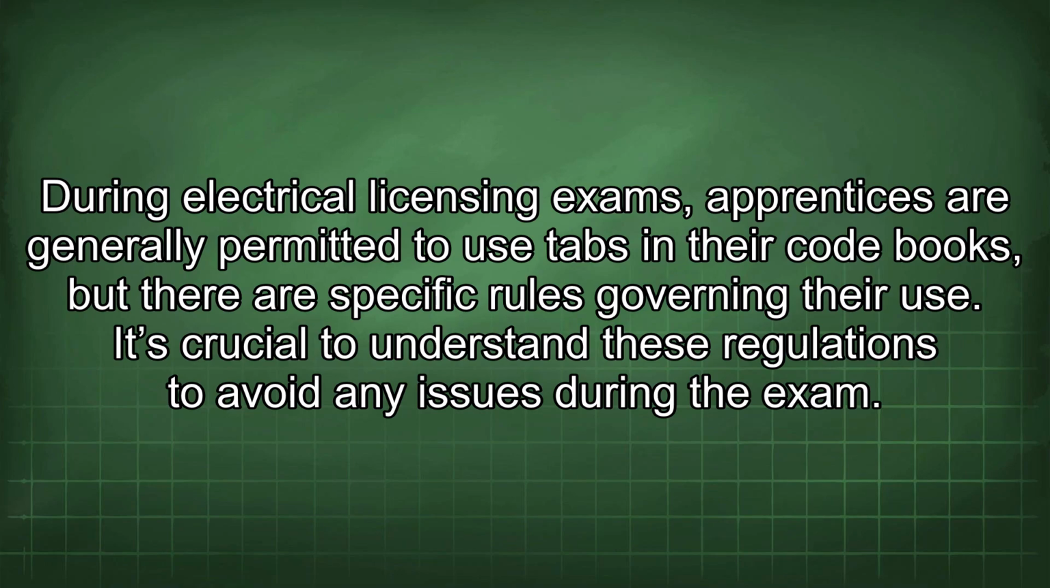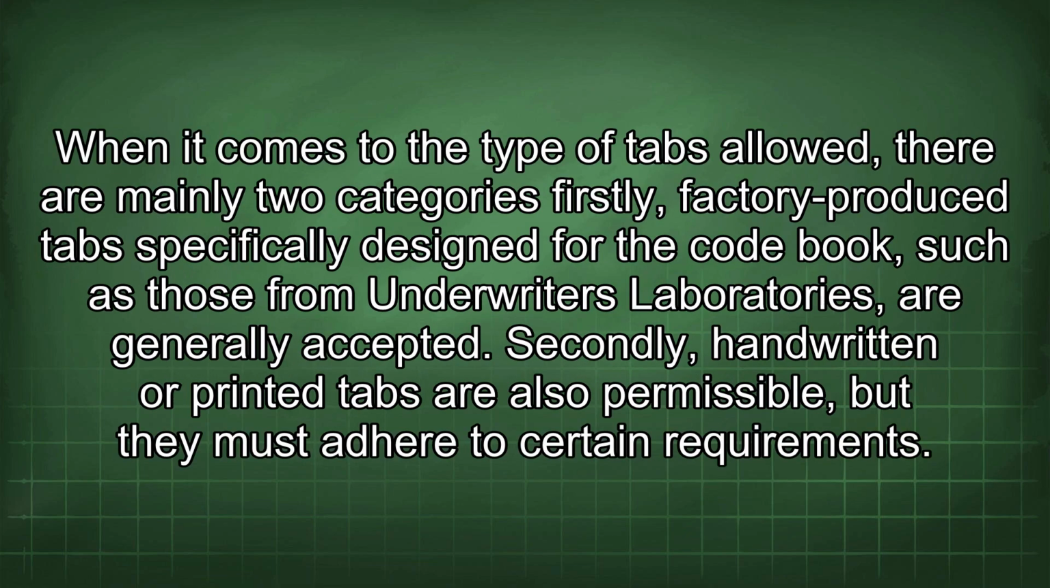During electrical licensing exams, apprentices are generally permitted to use tabs in their codebooks, but there are specific rules governing their use. It's crucial to understand these regulations to avoid any issues during the exam. When it comes to the type of tabs allowed, there are mainly two categories. Firstly, factory-produced tabs specifically designed for the codebook, such as those from Underwriters Laboratories, are generally accepted.